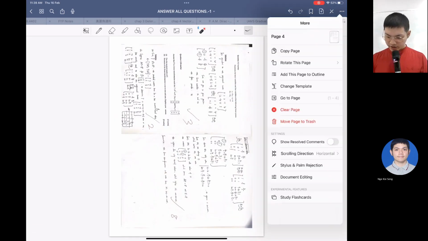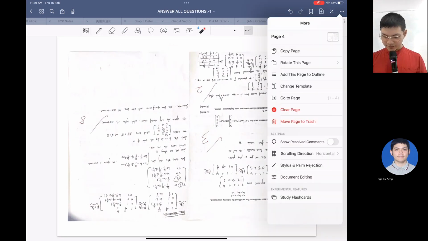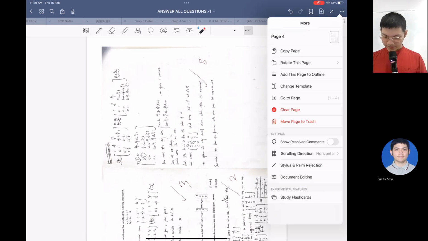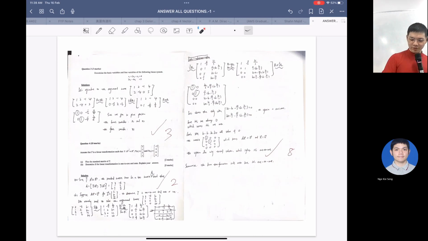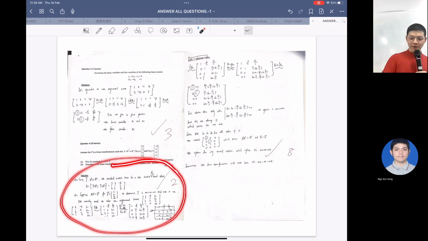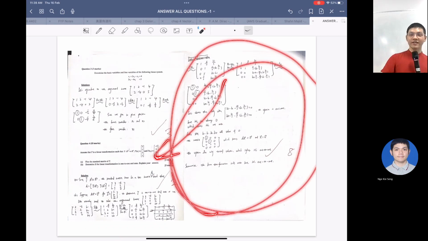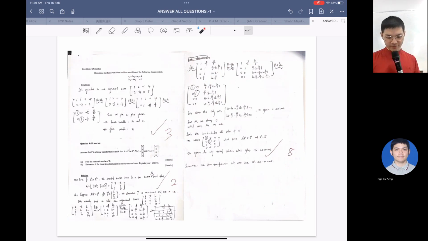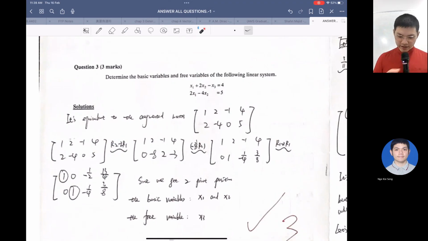Okay, second page. In this second page, I'm not sure why some of you squeezed your answer at the bottom here. I purposely moved this question here so that you can write all your solution here. But some of you squeezed all your solution here. But anyway, question 3.